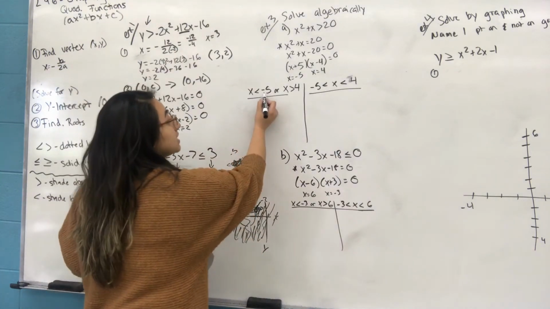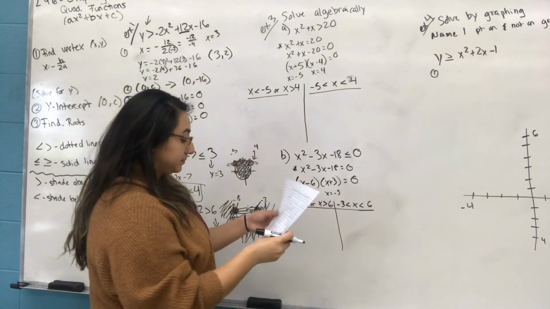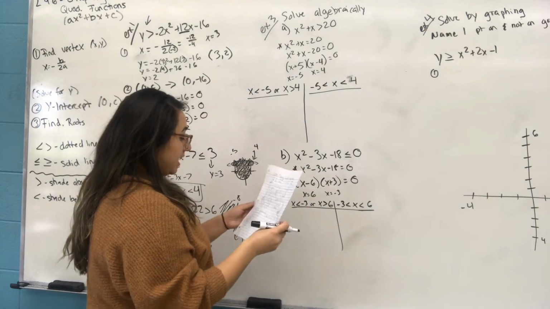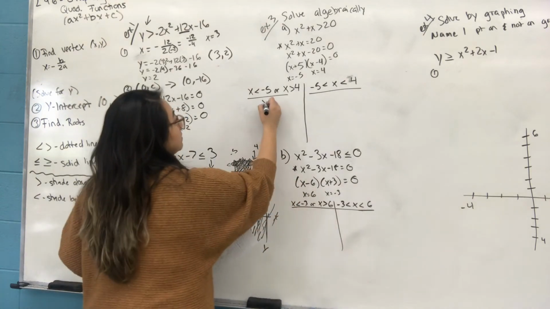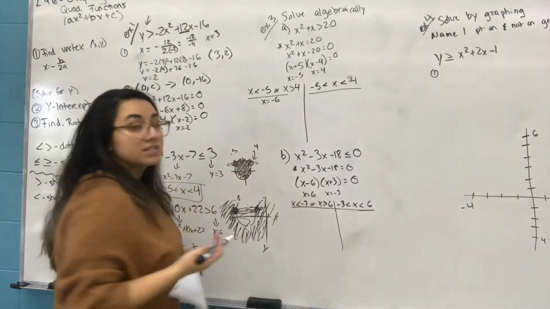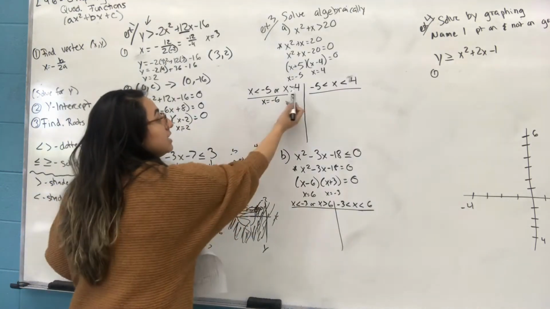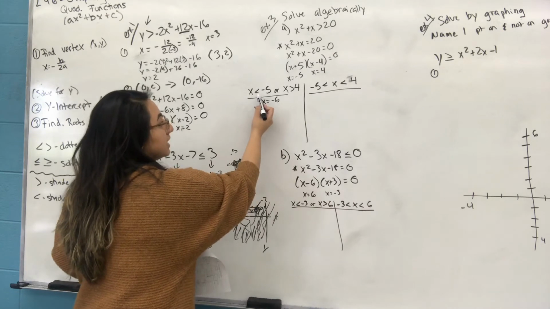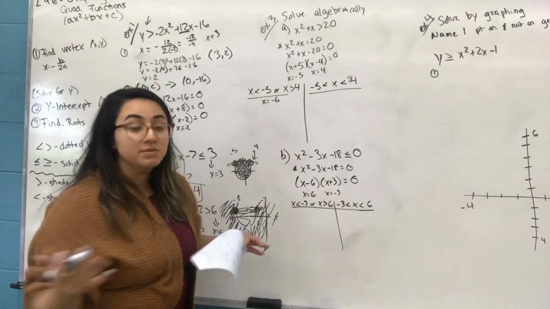So a number less than -5 or greater than 4, let's see what I chose. I chose negative 6. So x is less than negative 6, I can use that. I can use any number from the ranges of less than negative 5 and greater than 4. There's tons of numbers you can choose.